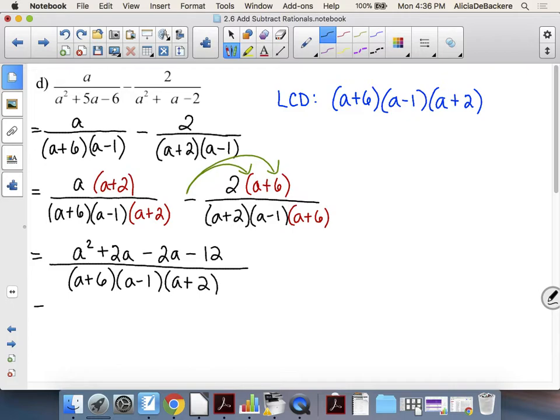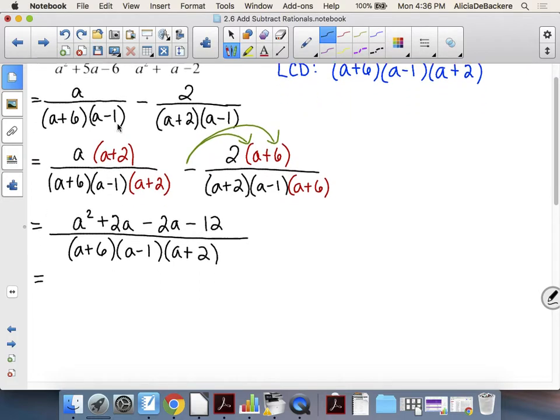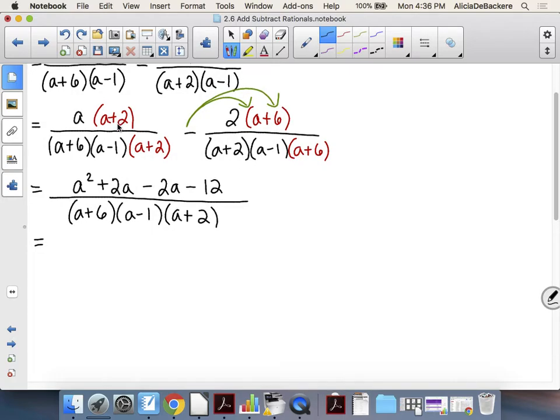I'm going to try to simplify my numerator, and I can see here that the 2a minus 2a, that's going to cancel out and give me 0 a's. And I'm just left with a squared minus 12. Still over the same common denominator.